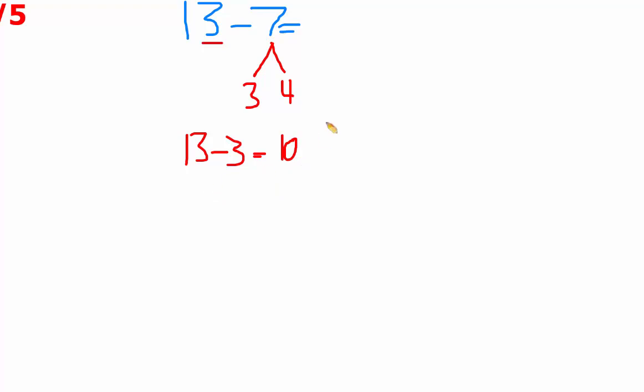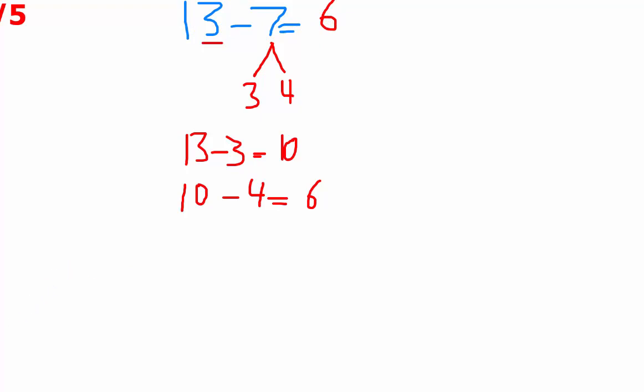Okay? And then I will cross out 4 more, the other part of 7. So 10 minus 4 equals 6. You are right. Excellent. 10 take away 4 equals 6. So the answer of 13 minus 7 is 6.